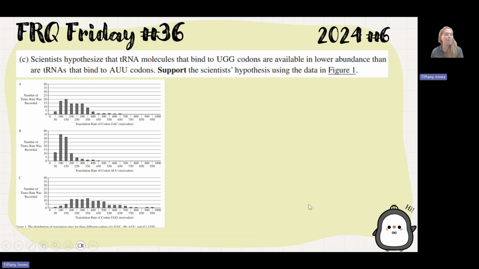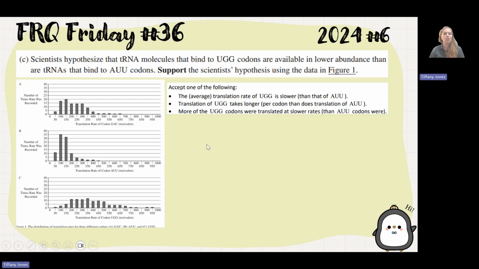So part C, scientists hypothesize that tRNA molecules that bind to UGG codons are available in lower abundance than tRNA that bind to AUU codons. Support the scientific hypothesis using the data. So we need to come up with something about this data that helps us to support the claim that there is less UGG available than there is AUU. And as we already talked about, there's more variation in the UGG. It must take a lot of time sometimes for it to find that UGG, which means it must be in a lower abundance.